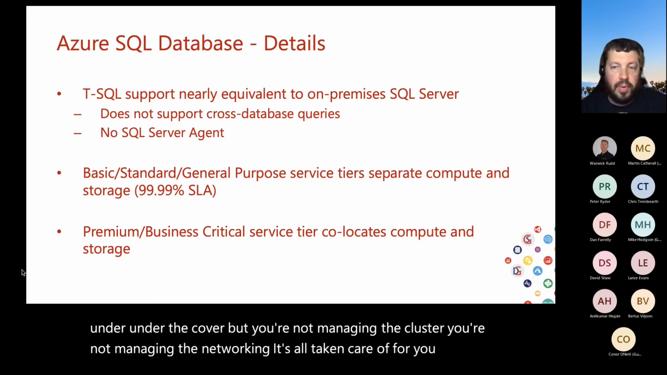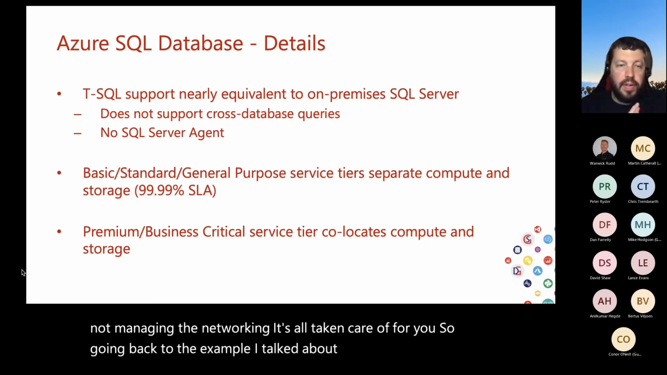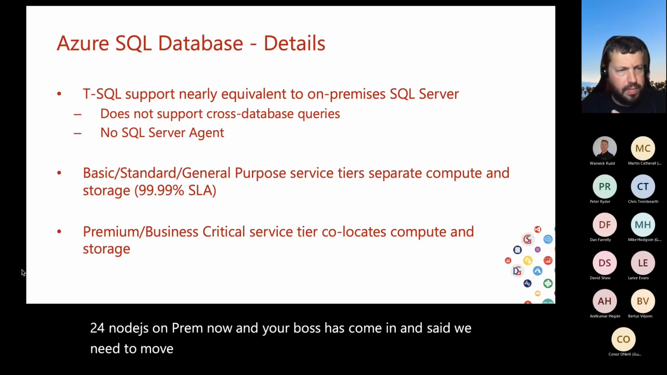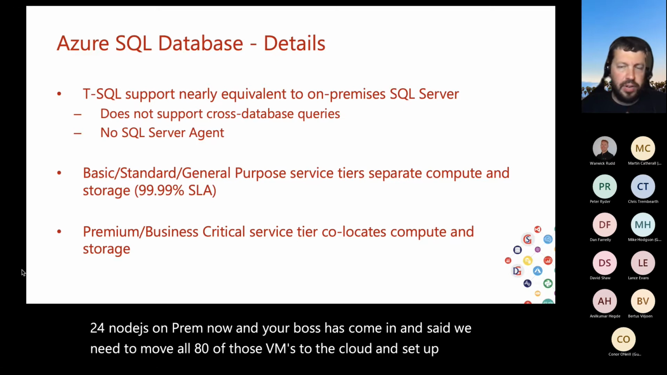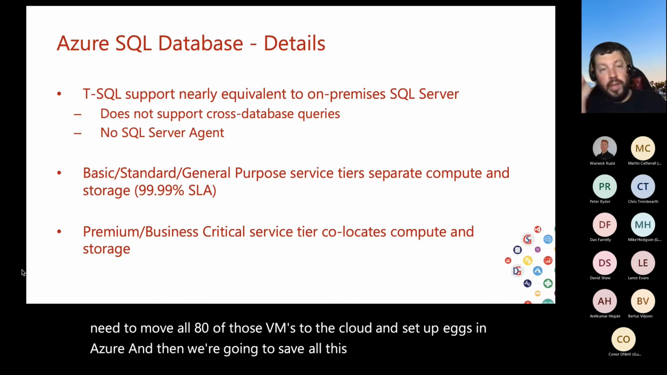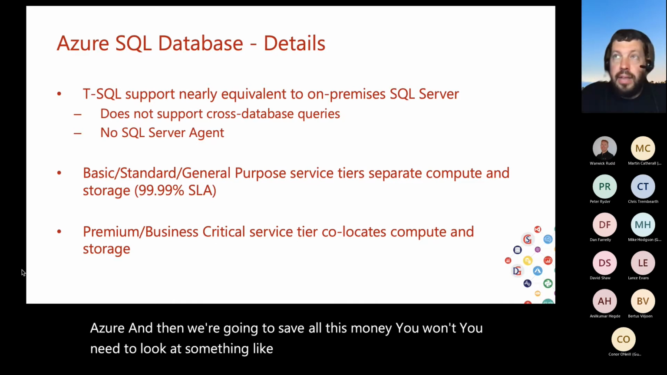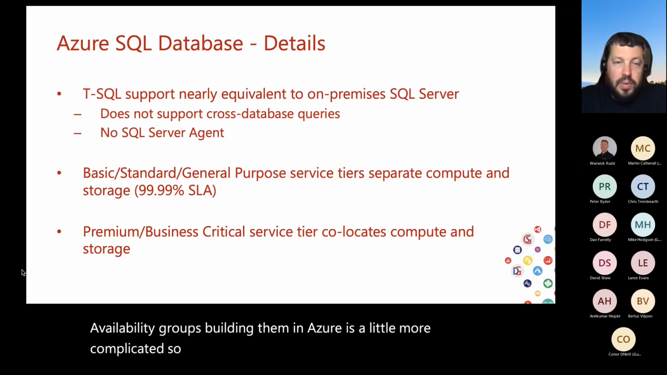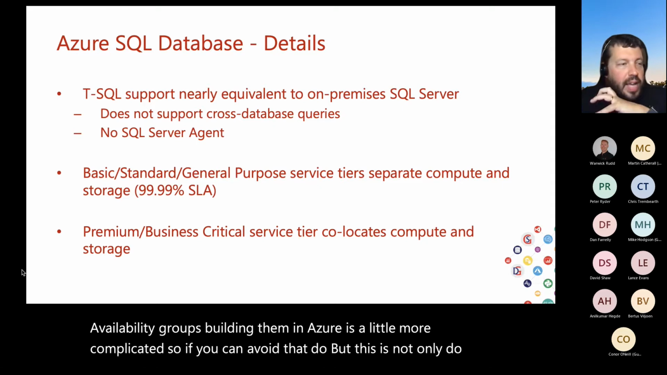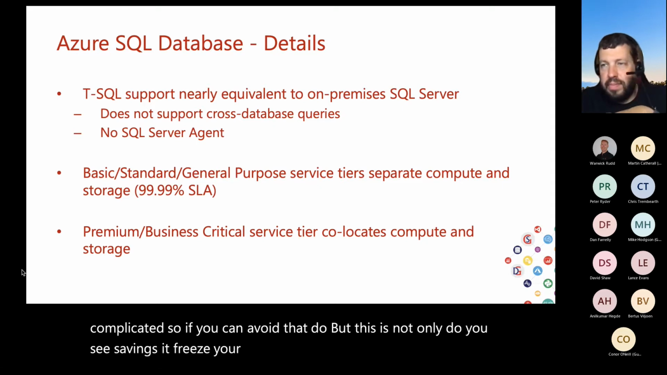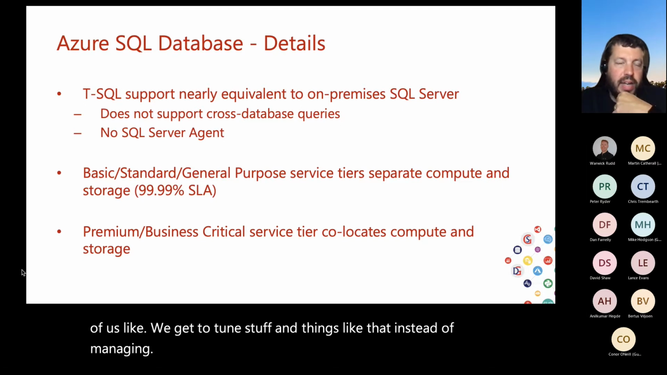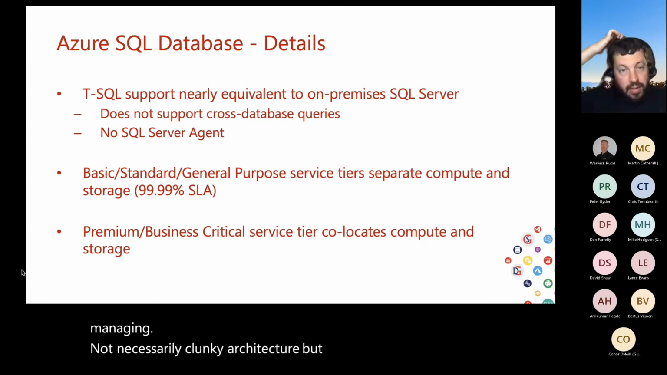So going back to the example I talked about earlier, let's say you run 24 node AGs on-prem now, and your boss has come in and said, we need to move all 80 of those VMs to the cloud and set up AGs in Azure, and then we're going to save all this money. You won't. You need to look at something like this. Building availability groups in Azure is a little more complicated, so if you can avoid that, do. Not only do you see savings, it frees your DBAs up to do the things that most of us like. We get to tune stuff instead of managing architecture that requires a lot of care and feeding.